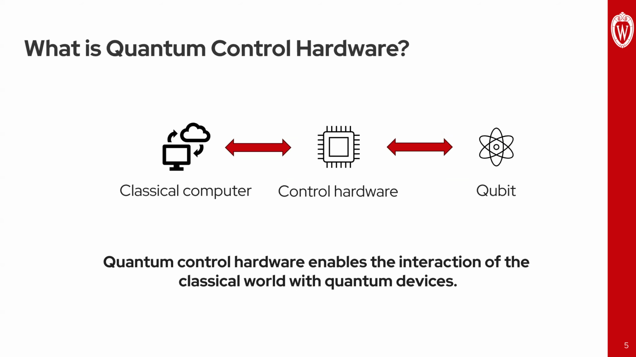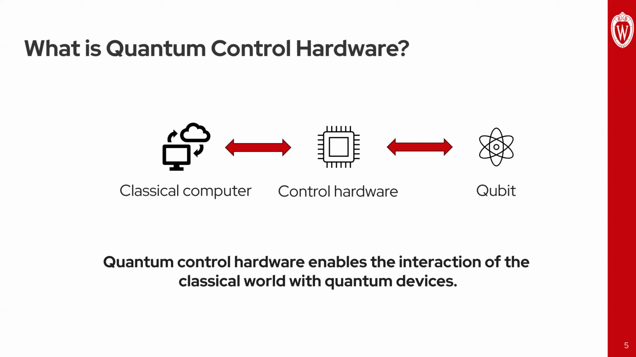So now coming to control hardware, what is it? We can consider it to be like the middleman between the classical computer, where a user would be writing their quantum algorithms, basically the quantum software. This quantum software needs to be translated into language that the physical qubits, which you see on the right, can understand. And so the control hardware acts like an intermediary. It allows the interaction of the classical world with the quantum world.